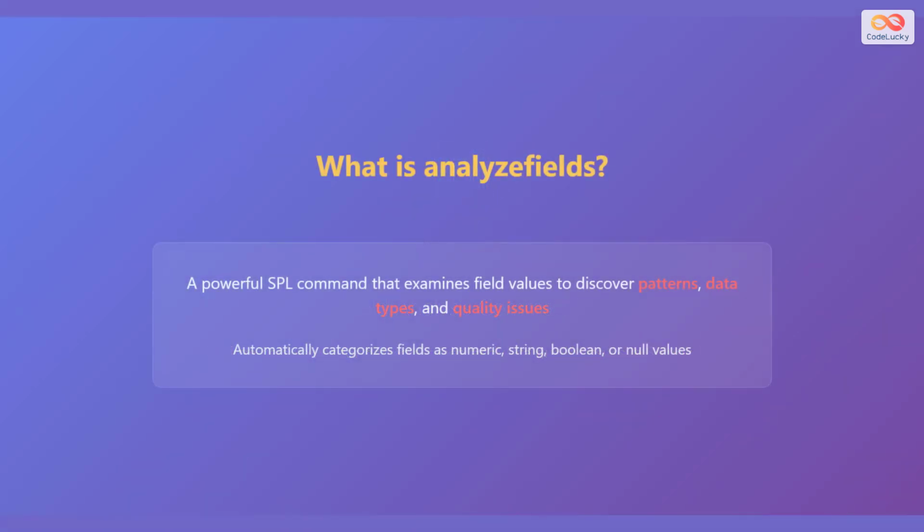The analyzefields command is a powerful SPL command that examines field values to discover patterns, data types, and quality issues. When you run this command, it automatically categorizes fields as numeric, string, boolean, or null values. This is particularly useful when you are working with new datasets or when you need to understand the composition of your data. The command provides a comprehensive overview of each field in your search results, making it easier to identify data inconsistencies and plan your analysis approach.